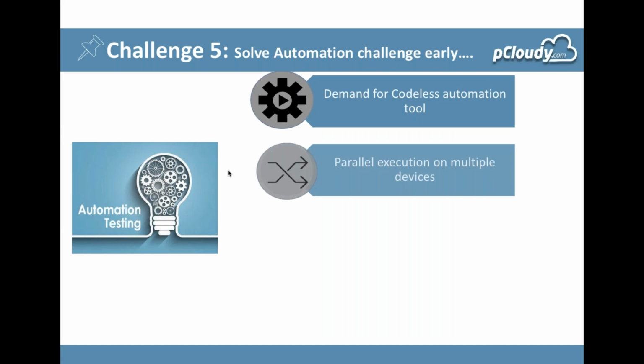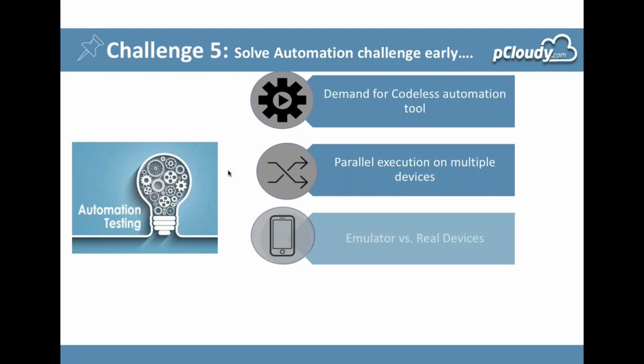And one of the ways to do it is to use tools which give you a very easy way to write your automation scripts, typically in a codeless way, so that most of your team members can start participating in automation, rather than only a few folks who know Java or .NET or Ruby writing automation scripts. Then figure out a way to execute the automation tests in parallel on multiple devices.